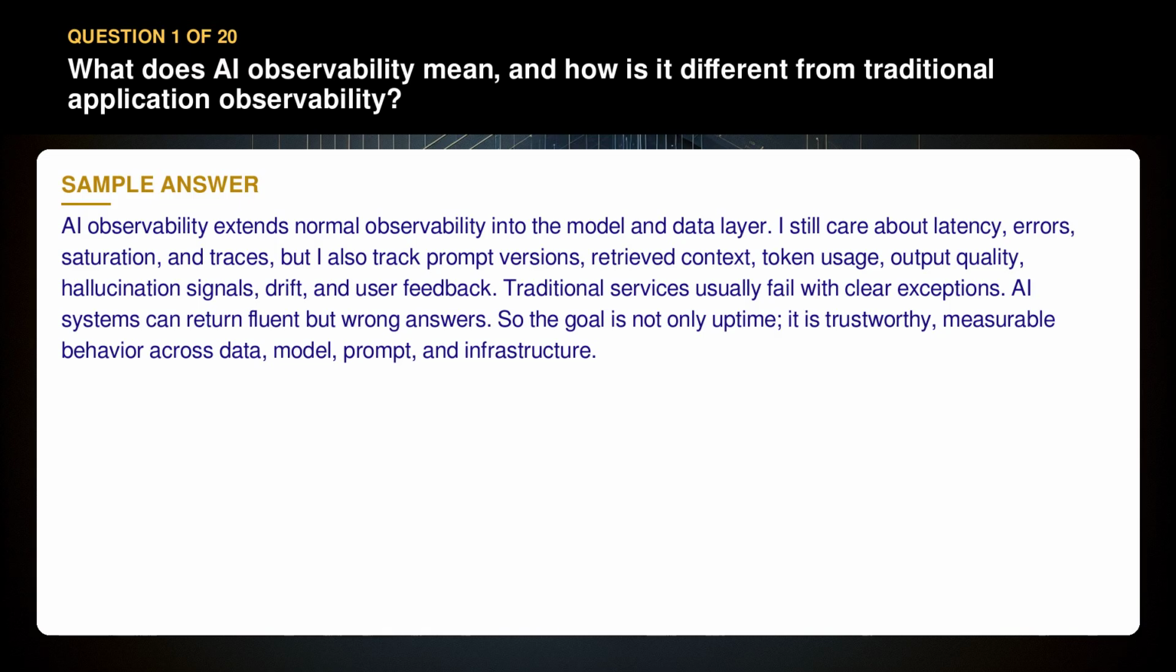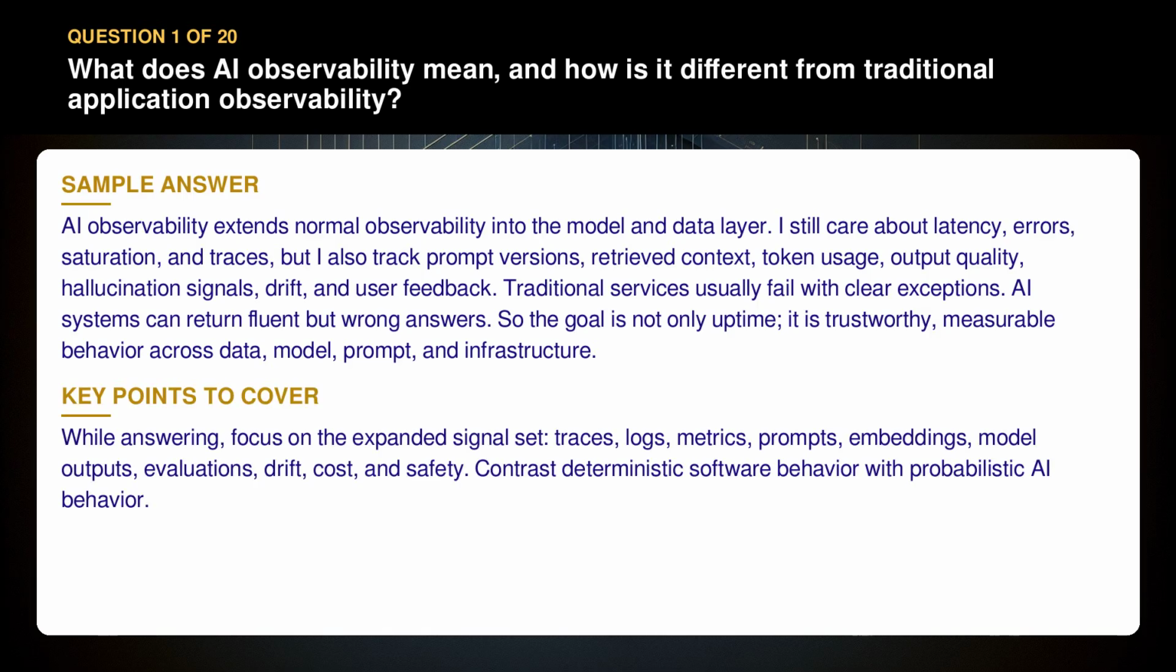Traditional services usually fail with clear exceptions. AI systems can return fluent but wrong answers. So the goal is not only uptime, it is trustworthy, measurable behavior across data, model, prompt, and infrastructure. While answering, focus on the expanded signal set: traces, logs, metrics, prompts, embeddings, model outputs, evaluations, drift, cost, and safety. Contrast deterministic software behavior with probabilistic AI behavior.